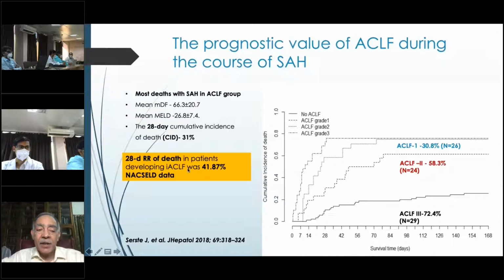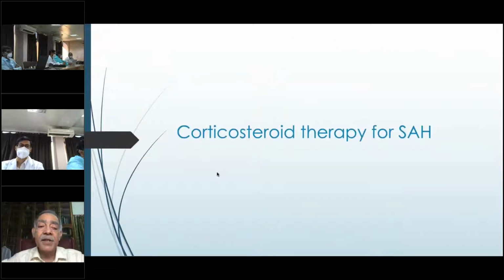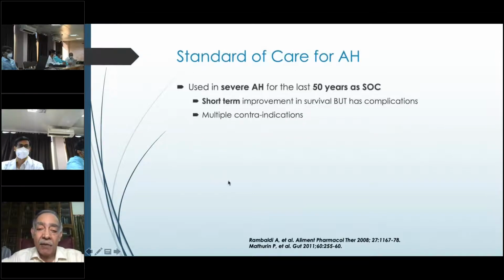Similarly, the North American group has also found that once infections develop in people with ACLF, mortality goes up to almost 42%, thus highlighting the two important components: severity of liver failure and the propensity and impact of infections. Now, corticosteroid therapy has been the mainstay of treatment for severe alcoholic hepatitis, and for the last 50 years, it is the standard of care.